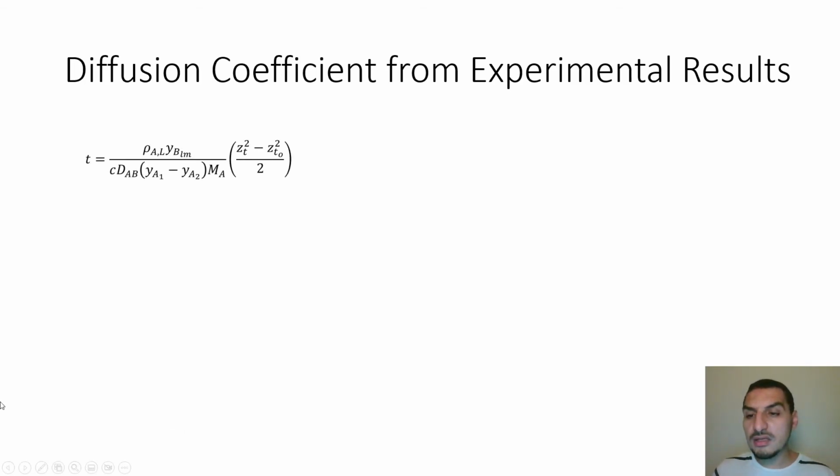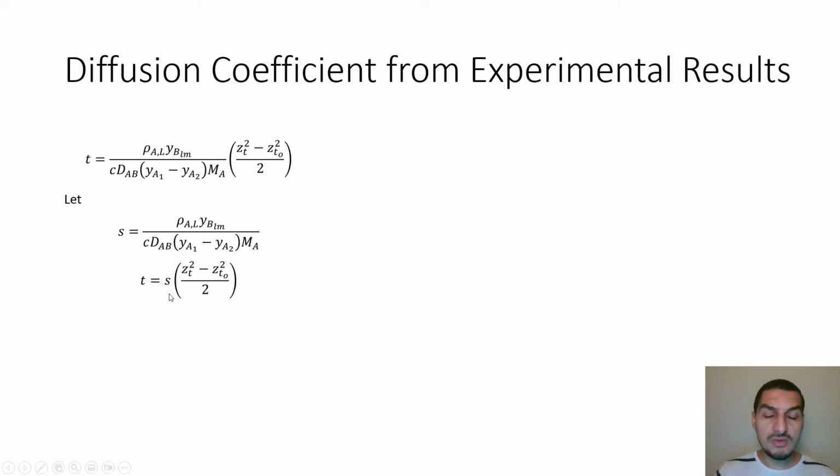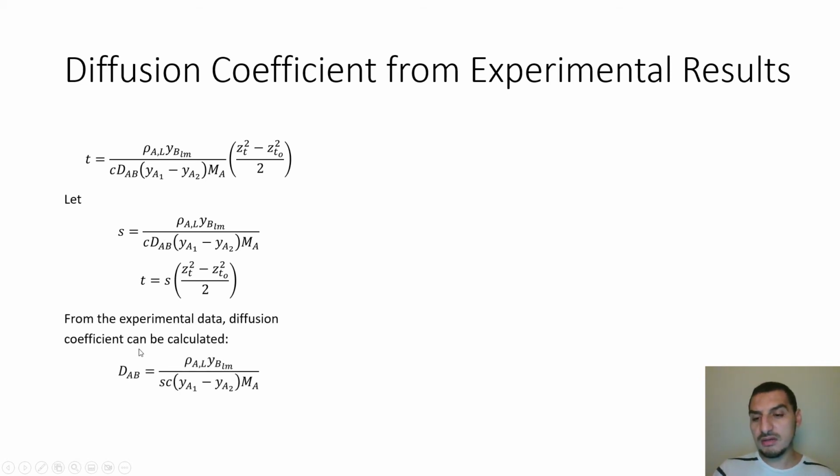I can take all these terms as one single term and call it S, to just group them and give them a symbol, which is S. And then the equation can be rewritten in this simpler form. I want to remind you that this experiment is done to get the value of the diffusivity. So if I can get the value of S, and with the knowledge of all the rest of the terms here, I can get the diffusivity. And this is the equation based on the knowledge of the term S and the rest of the terms.